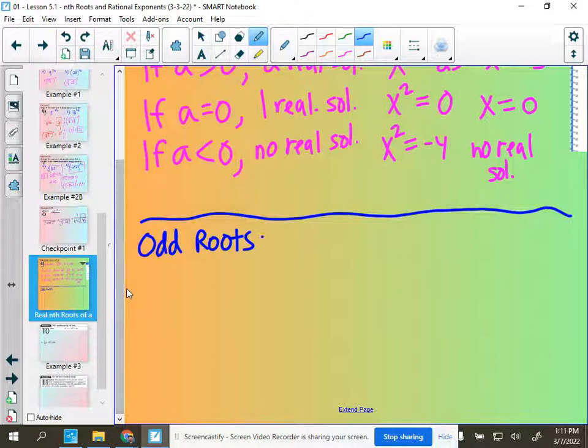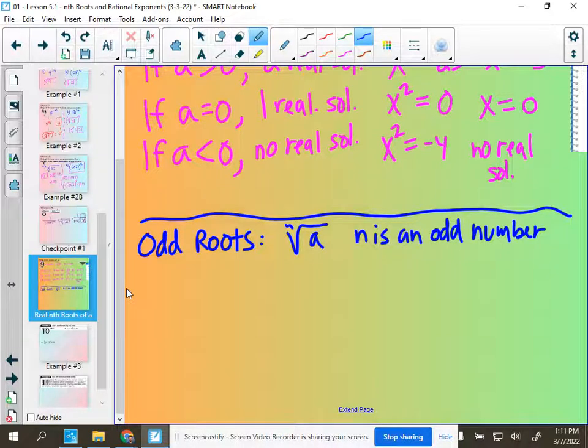Okay. It's the same setup, the nth root of a, except now n is an odd number, right? So we're solving the equation. We're going to cube root to finish it. We're going to fifth root to finish it. This is different. It's a totally different setup.